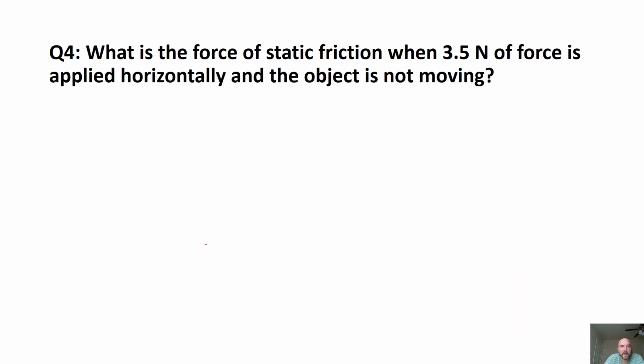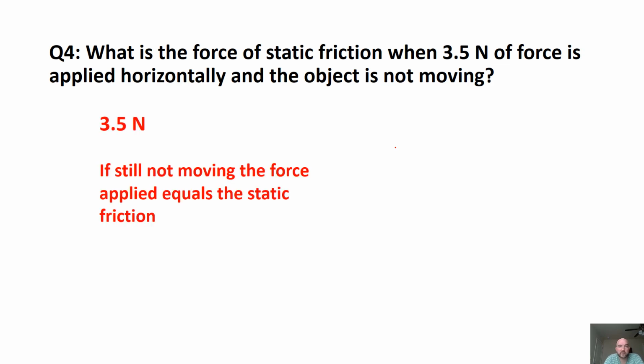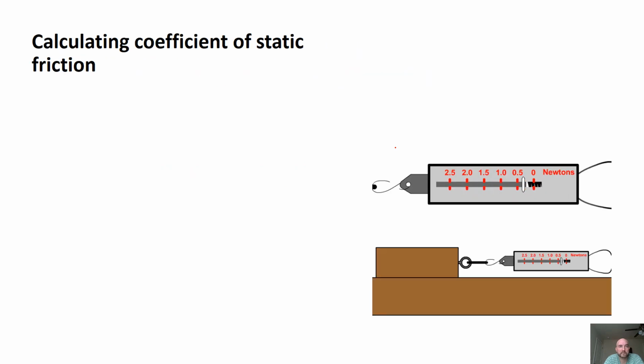So here's a problem. What's the force of static friction when 3.5 newtons of force is applied horizontally and the object is not moving? And it's just going to be 3.5 newtons. If it's not moving, it doesn't matter how much, it's going to be static friction.